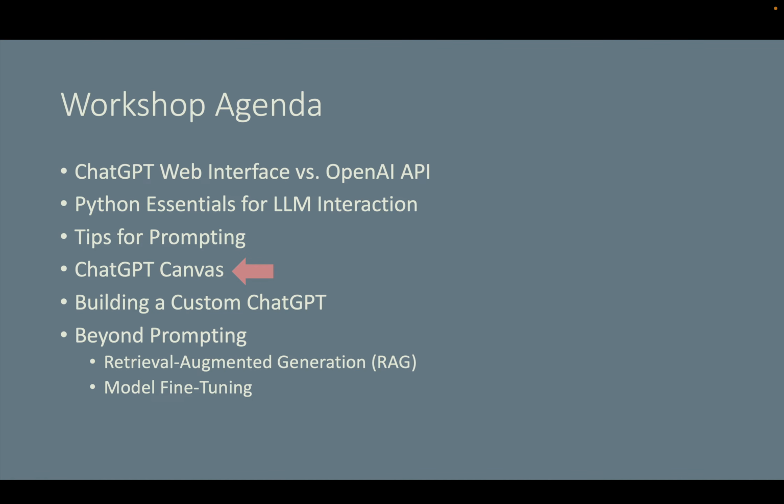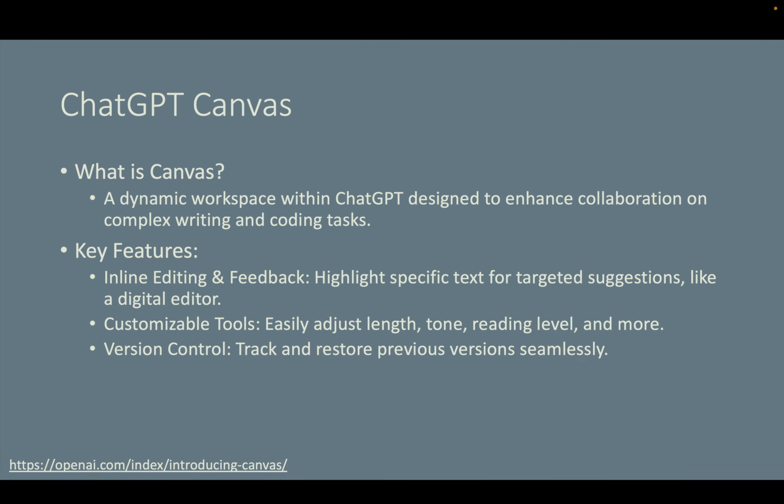Next, I'd like to introduce you to ChatGPT Canvas, an exciting new interface that enhances how we can write and code collaboratively within ChatGPT. What is Canvas? Canvas is a dynamic visual workspace where you can interact with your content in a hands-on way. Think of it as a more advanced interactive version of Microsoft Word, designed to support complex writing and coding projects.